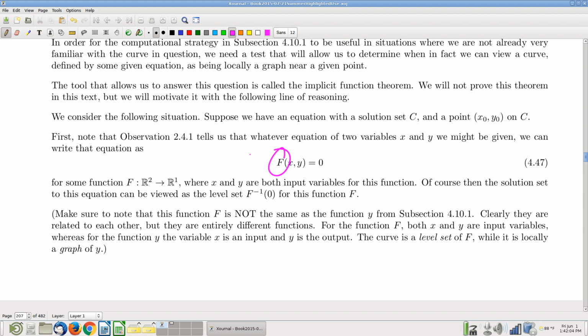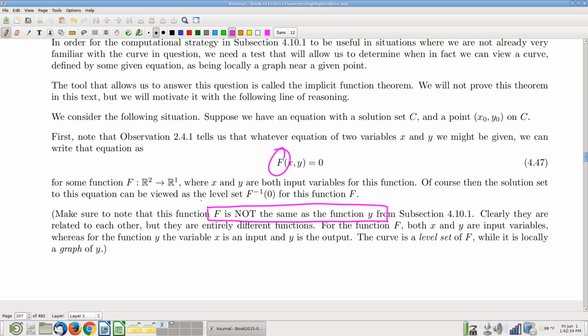Turns out that this function is going to be very important in this process. And I want to start by emphasizing this is not the same function as the function y. Y is a very different function. So y says, locally on the curve, how is y a function of x? F is a function of two input variables. Right? That says, how do x and y together combine in such a way to make this equation always be satisfied. So it's very different.